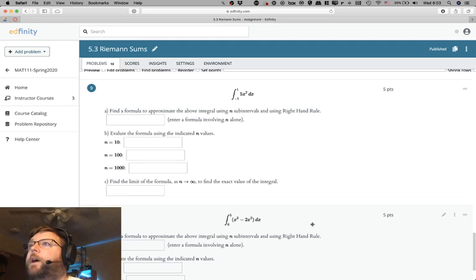We're going to work with the integral from -1 to 1 of 5x squared dx, and we want to do this with the Riemann sum method. We want to find the above integral using n subintervals and the right-hand rule, so we'll enter a formula involving n. Then the next three boxes are just plug in n equals 10, 100, 1,000. The idea is that we can see what the limit ought to be, and then we'll look at what the limit really is.